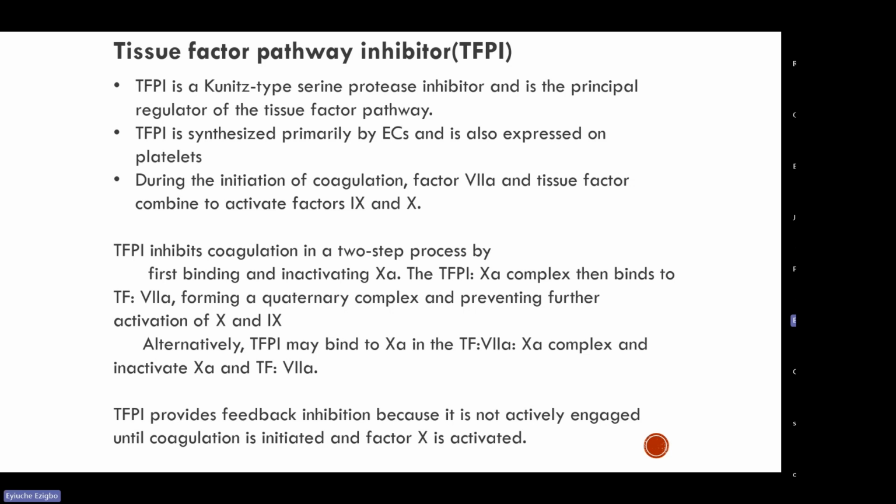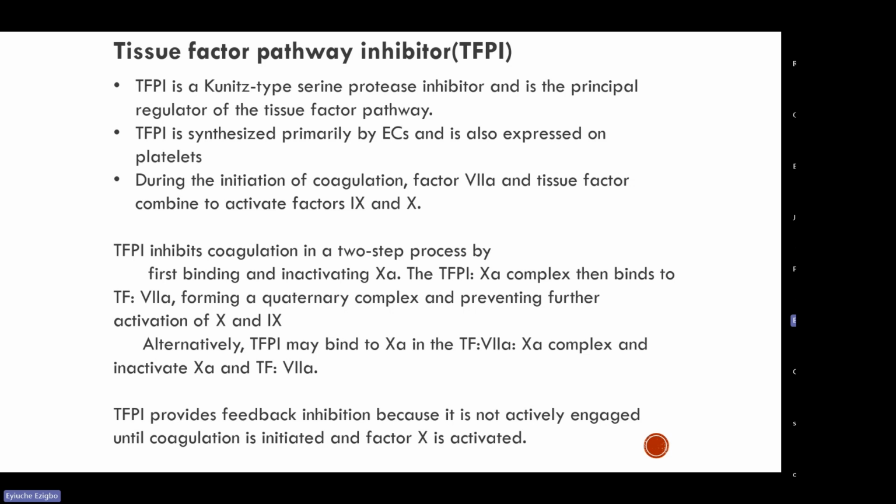TFPI is synthesized primarily by endothelial cells and is also expressed on platelets. During the initiation of coagulation, activated factor 7 and tissue factor combine to activate factors 9 and 10. We saw, when you look at the coagulation cascade, the pathway from which the tissue factor-factor 7 complex goes to activate factor 10 and factor 9.